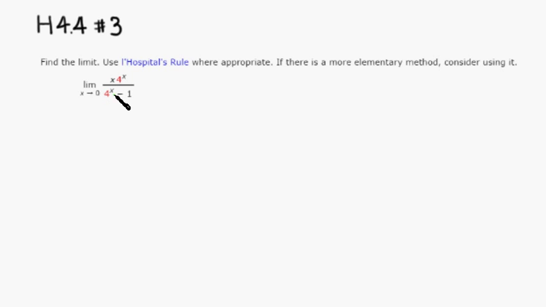If you plug in 0 for x, you have 4 to the 0th power is 1, minus 1 is 0. So the denominator approaches 0. Then on top, 0 times everything is 0, so the top also approaches 0. This is a good setup for L'Hopital's rule, so we can apply L'Hopital's rule.